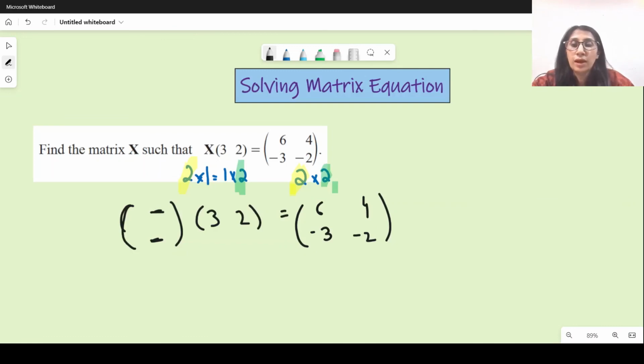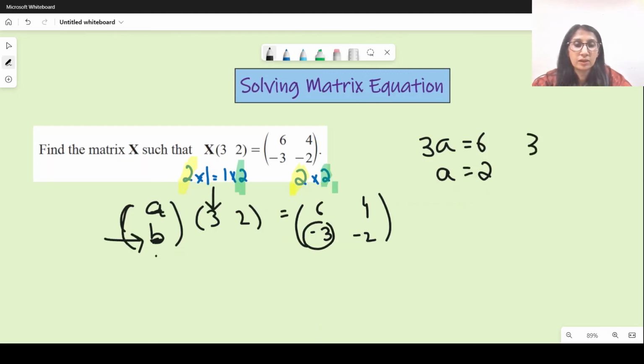Okay, so now let's call it A and B. So if that's A, then we'll get this by multiplying this and this. So 3A equals 6. So that means A equals 2. Similarly, we'll get this by multiplying the second row with the first column. So 3B equals -3. So B equals -1. So the matrix X is 2, minus 1.